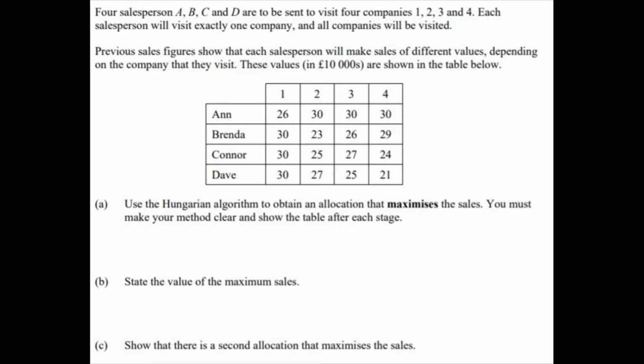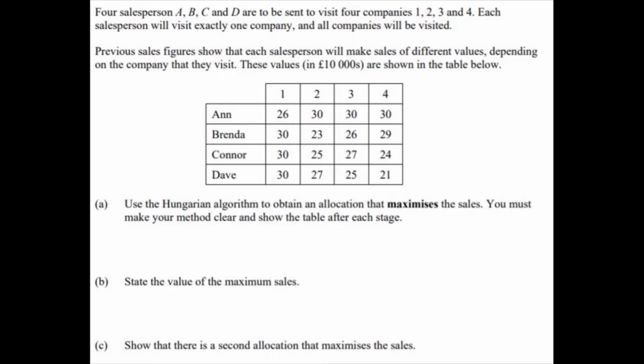So we've got Anne, Brenda, Connor and Dave. Really common to use that A, B, C, D. And company 1, 2, 3 and 4. And there's our estimate of sales. And of course, Anne earning 26 for company 1, that's the estimation, well it's in 10,000 pounds, so we're talking about 260,000 pounds. But we're going to stick with the 26 for now.